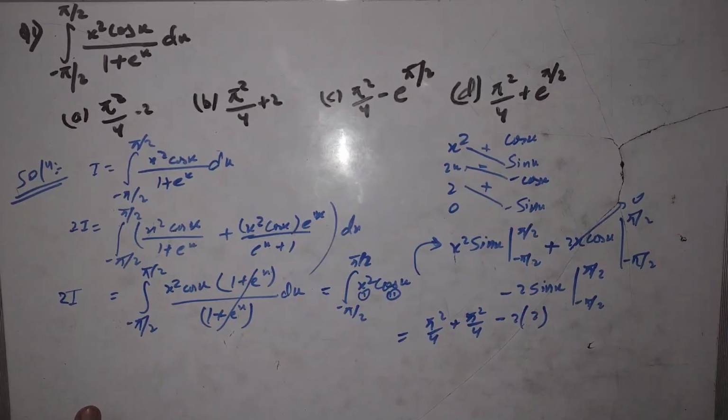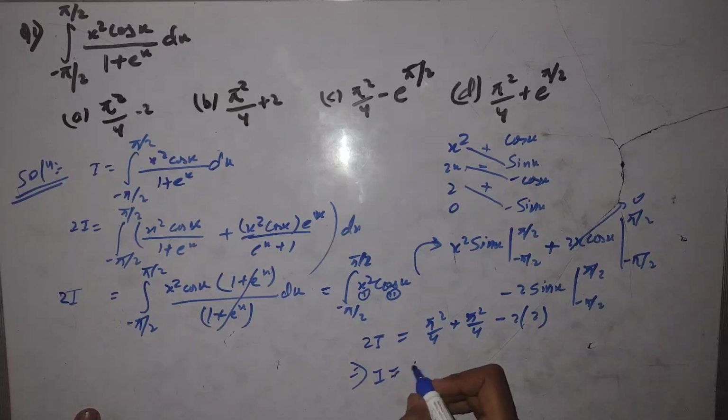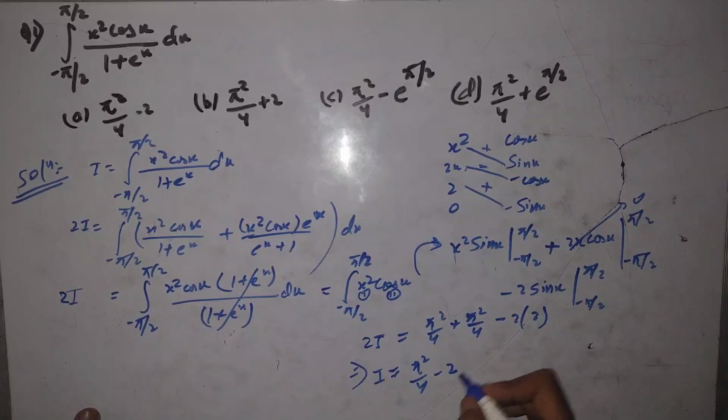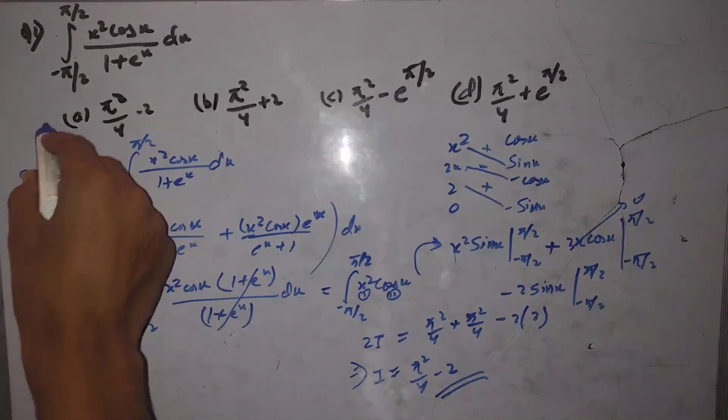Okay, so this equals 2I. This implies that I equals, I will multiply it by 1 by 2, so this becomes pi square by 4, because this adds up to 2 pi square by 4, and the 2 cancels here, so this is pi square by 4, and this is minus 2. Okay, so I think we can see this is option number A.